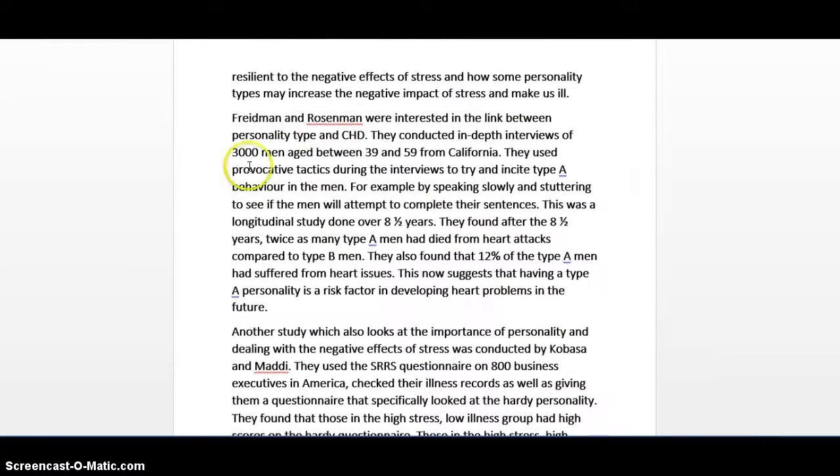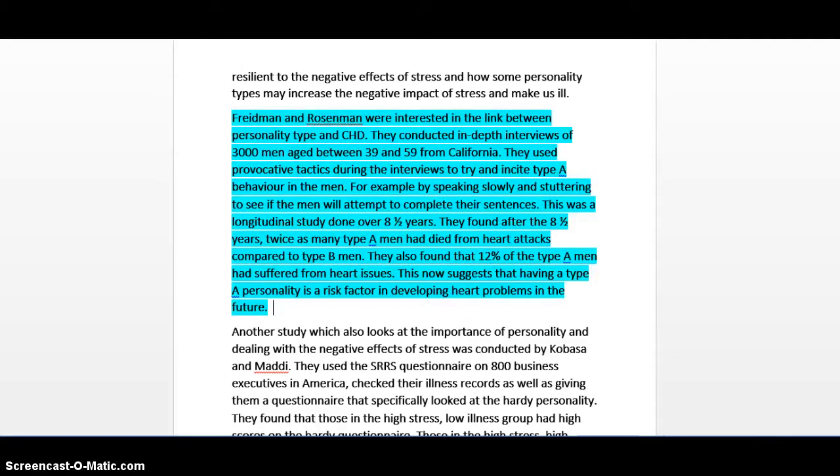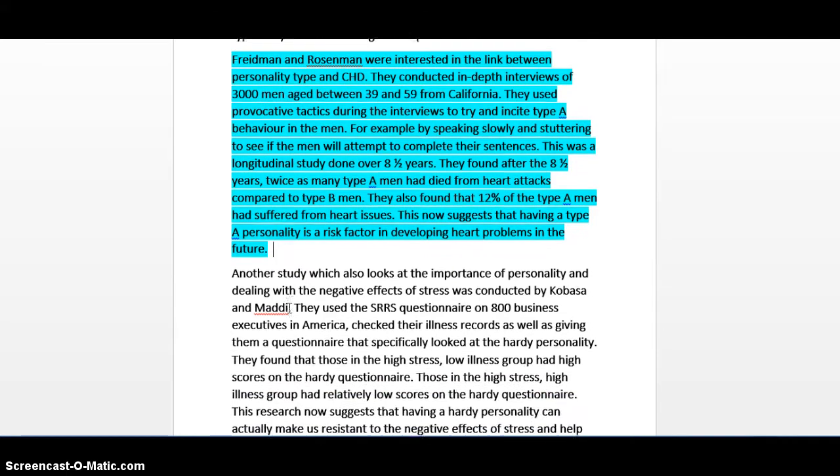Then I went straight in to talk about Friedman and Rosenman in terms of the study that they did. So here would be my AO1 section. So I've done my aims, procedures, findings, and conclusions, which is, I said, this now suggests that having... So very, very important you continue doing this, suggest, after your main studies.